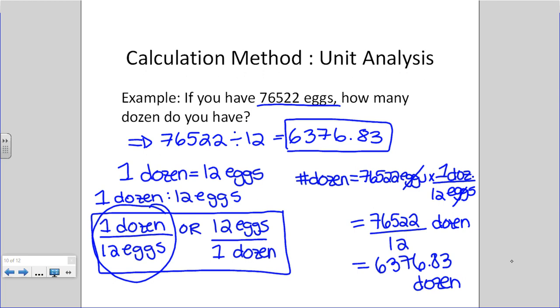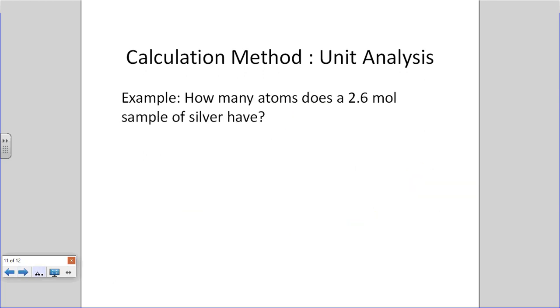But now we're going to switch it up and try it out with the mole, because this is what we're trying to learn. So here's another example. How many atoms does a 2.6 mole sample of silver have? So this is what we're trying to solve for. How many atoms? We have 2.6 moles of silver, and we know the formula for silver is just Ag. The type of particle with silver is an atom.